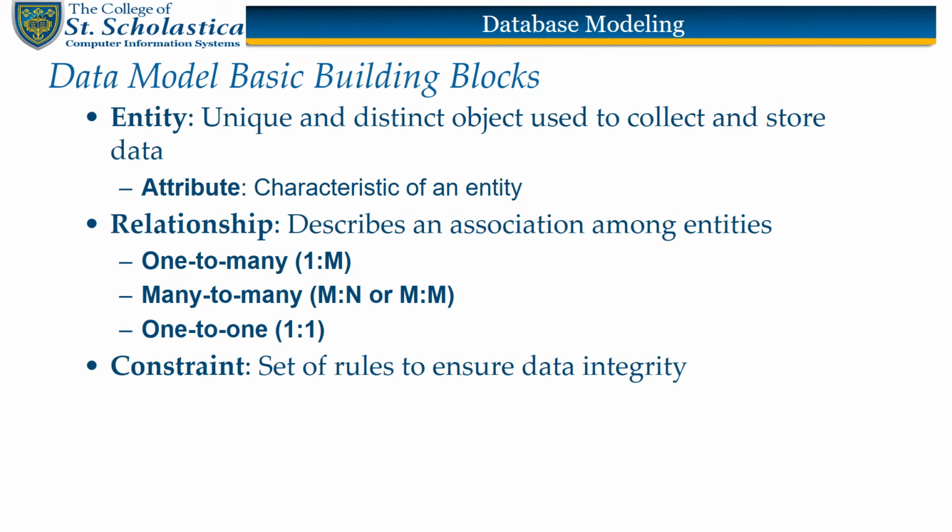A relationship describes an association among entities. Database models use three types of relationships: one-to-many, many-to-many, and one-to-one. Database designers usually use the shorthand notation 1:M, M:N, and 1:1. A constraint is a restriction placed on the data. Constraints are important because they help to ensure data integrity. Constraints are normally expressed in the form of rules.